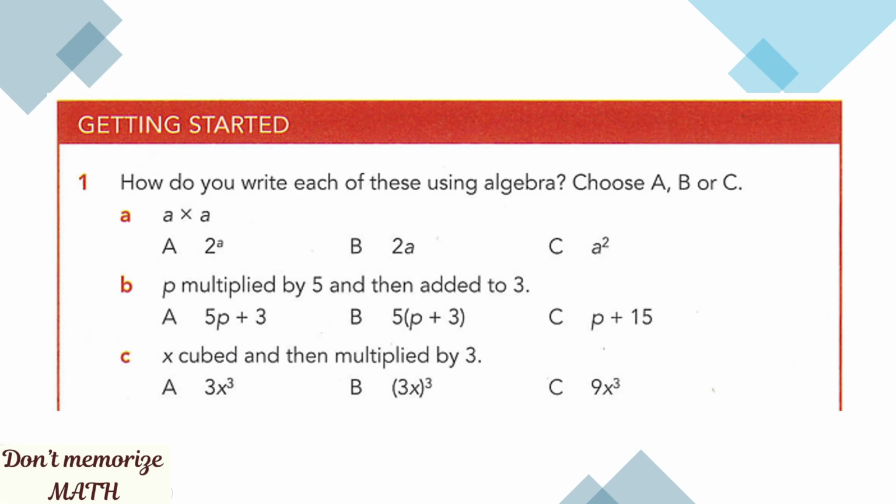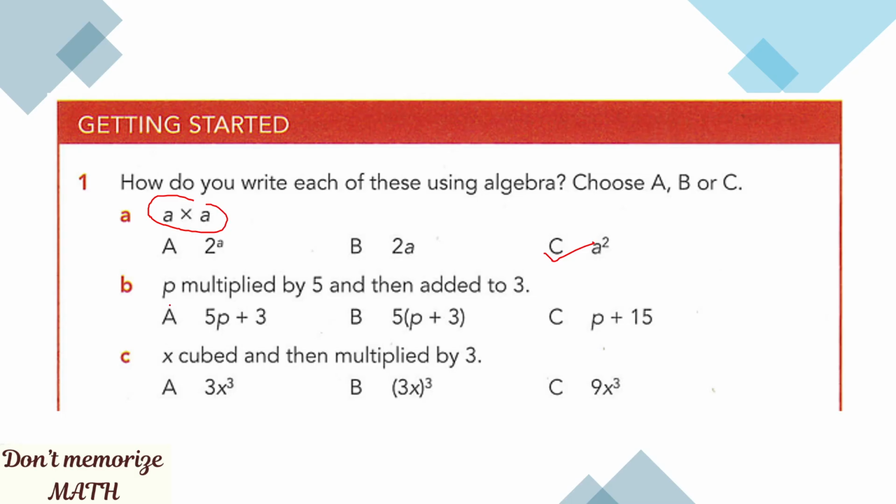So we are starting with these questions. First question, how do you write each of this using algebra? Choose A, B or C. So what is A times A? A times A is same as A square. So the correct option is C.